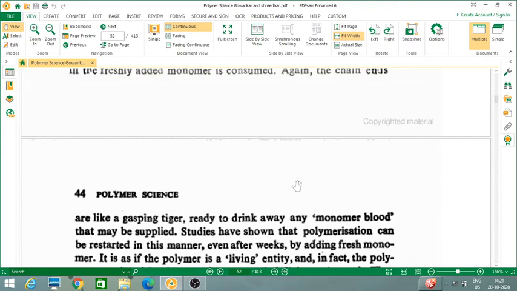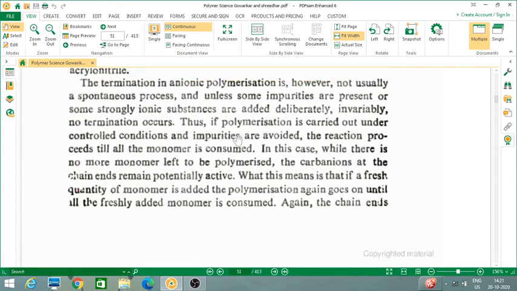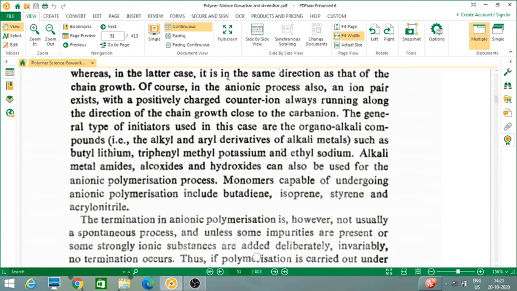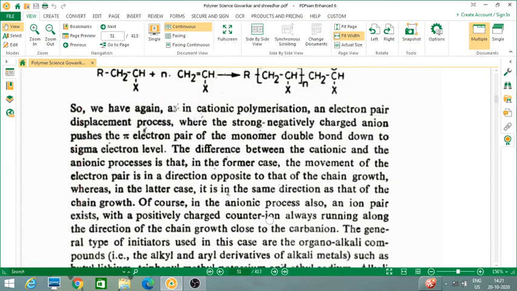So now everything is clear between cationic and anionic polymerization, but the only doubt I have is how he is saying that the difference between cationic and anionic process is that in the former case, the movement of the electron pair is in the direction opposite to that of the chain growth, whereas in the latter case, it is in the same direction as that of the chain growth.